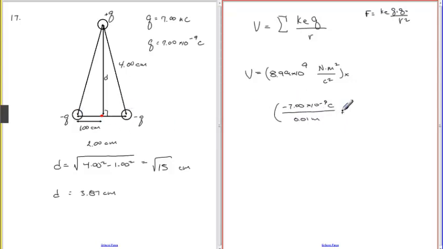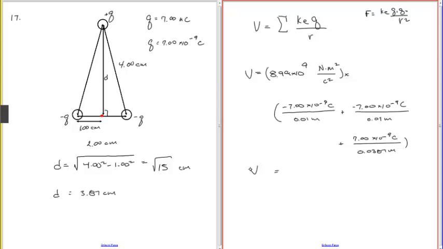We have the same thing happening in the next charge. So this is all the same numbers as for this charge. And then finally, the last charge will be the one that's positive, which is going to be positive 7.00 times 10 to the minus 9th coulombs. And the distance is 3.87, but we'll have to convert that to meters, so it's 0.387 meters.